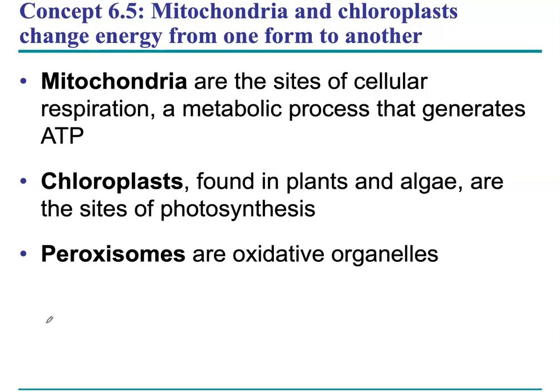Both chloroplasts and mitochondria are found in plant cells. However, only mitochondria are found in animal cells. Plant cells do contain mitochondria. Please remember that, because plant cells also need ATP. The essential function of mitochondria is to produce ATP.